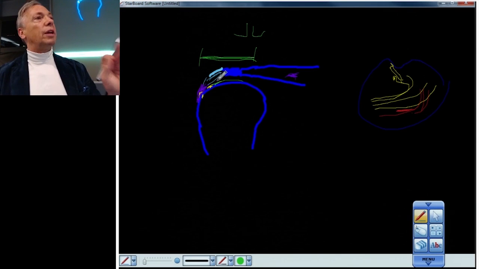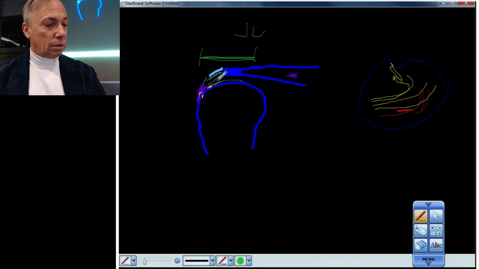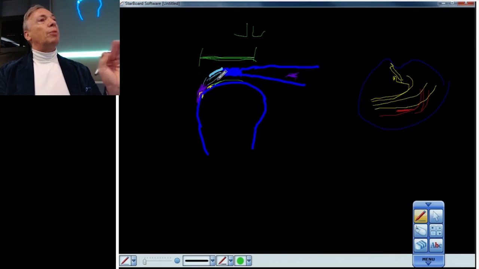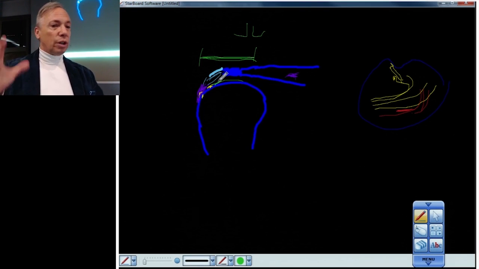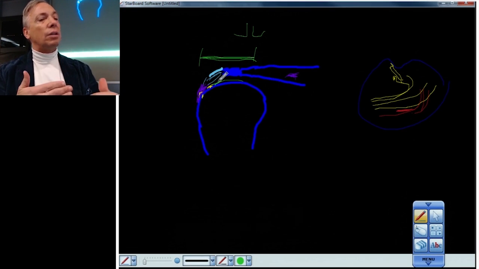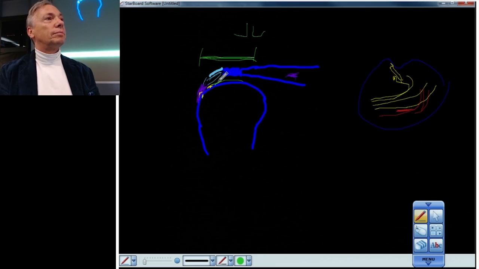So let's stop right there and pause for a minute. And then we're going to come back to this same diagram and we're going to drill into the next layer of intelligentsia. Be back in a minute.